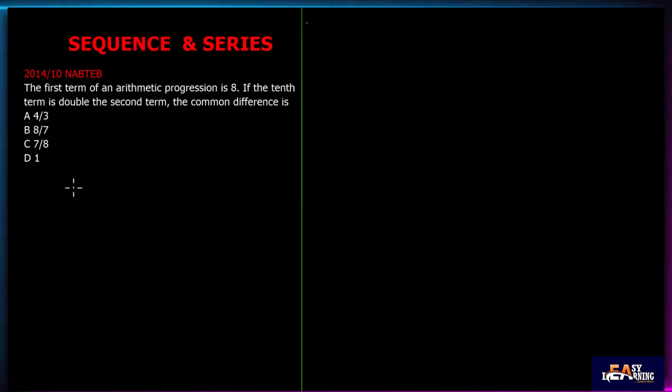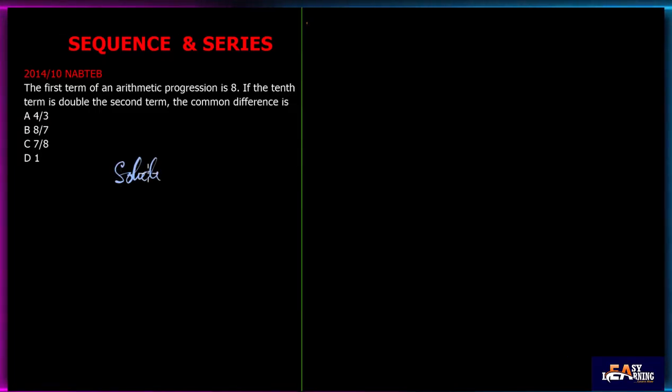Okay, so we have a question here, and the question is: the first term of an arithmetic progression is 8, if the 10th term is double the second term, the common difference is... Okay, so quickly just pause the video, try to solve it, and let us do it together. Okay, so I want to believe you've gotten your answer. You paused the video so we can take the solution.